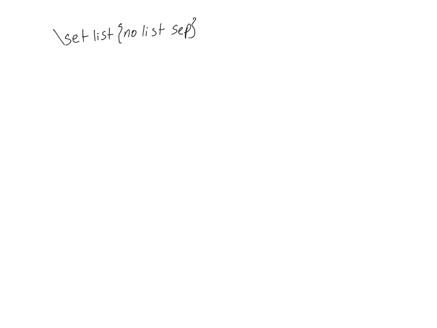So if you look at this command, the set list, what it does is it sets properties for all types of lists. Here we specified that we don't want no list SEP, no list separation. So what we are doing is we want to use compact lists that are analogous to the compact paralist environment. That might sound a little arcane, but we'll try to understand what is happening.